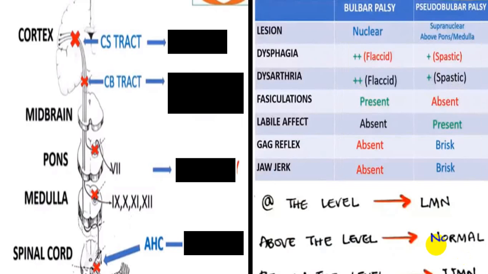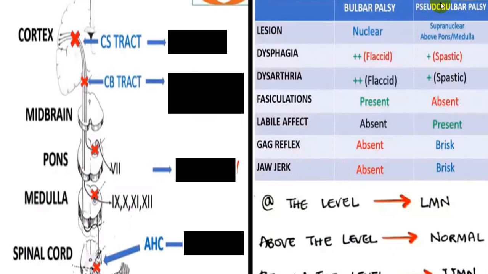So in a case of a bulbar palsy, which is a progressive bulbar palsy involving the motor cranial nerve nucleus, it will be producing flaccid dysphagia, flaccid dysarthria, fasciculation will be present, there will be wasting which will be very early, you will have a labile effect, gag reflex will be absent, jaw jerk will be absent.